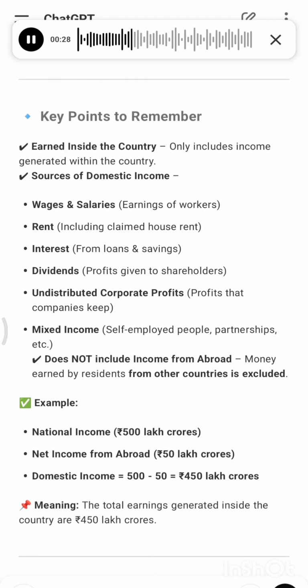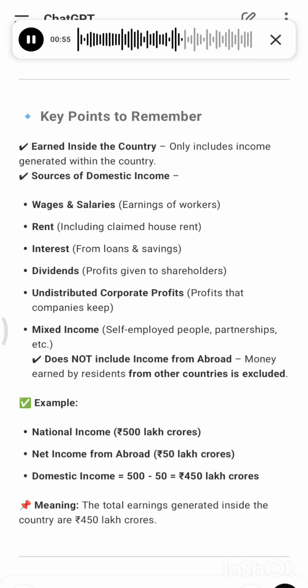Sources of domestic income: wages and salaries, earnings of workers; rent, including imputed house rent; interest, from loans and savings; dividends, profits given to shareholders; undistributed corporate profits, profits that companies keep; mixed income, self-employed people, partnerships, etc. It does not include income from abroad. Money earned by residents from other countries is excluded.